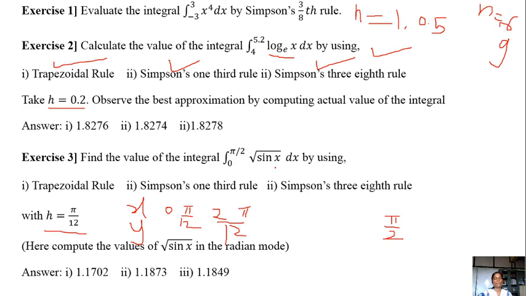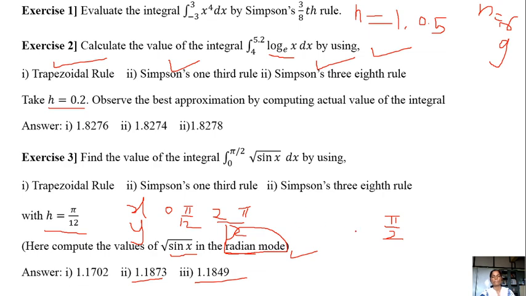Y is the square root of sin x, but remember you have to compute sin x in radian mode. An important thing: compute the values of sin x in radian mode only, and you will get the answer by trapezoidal rule as this one, by Simpson's 1/3 as this one, and by Simpson's 3/8 as this one. So solve these examples, and we have completed our unit number 3, numerical differentiation and integration.